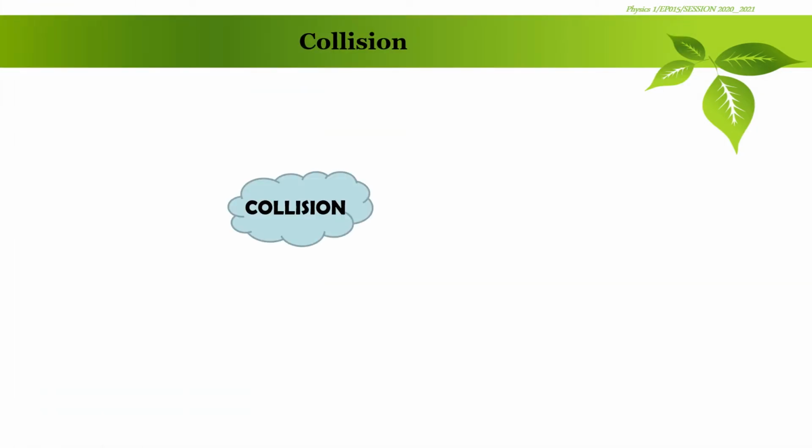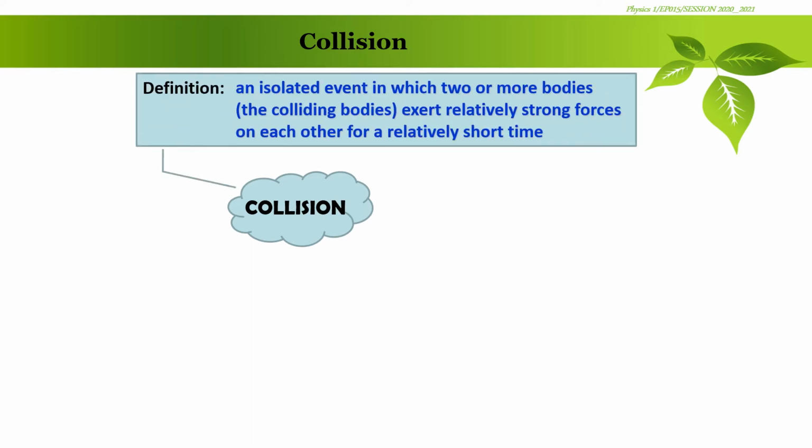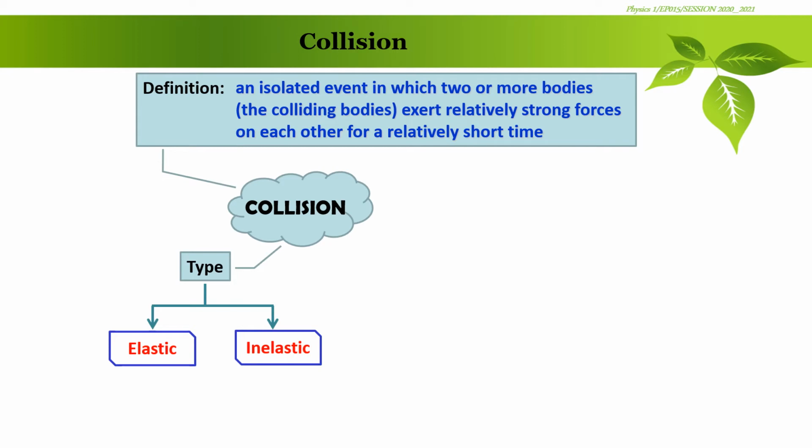The next thing you need to know is collision. The definition of collision is an isolated event in which two or more bodies, the colliding bodies, exert relatively strong forces on each other for a relatively short time. There are two types of collision, which are elastic and inelastic.